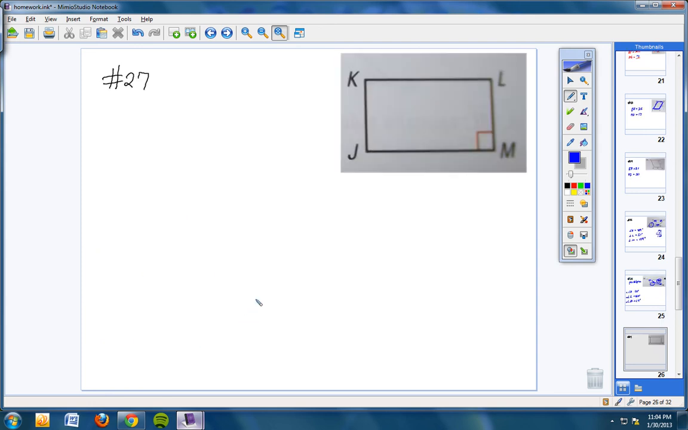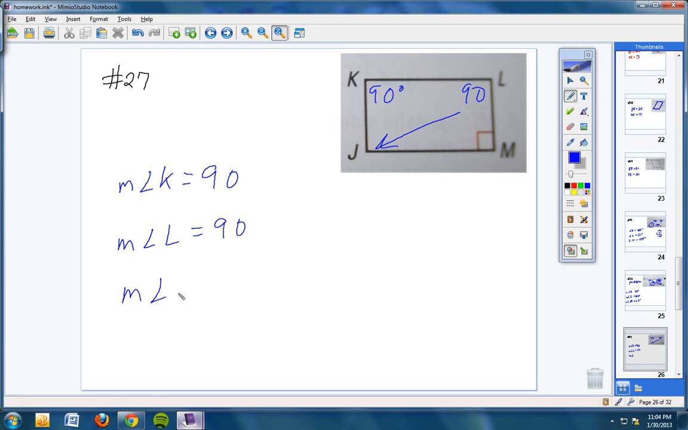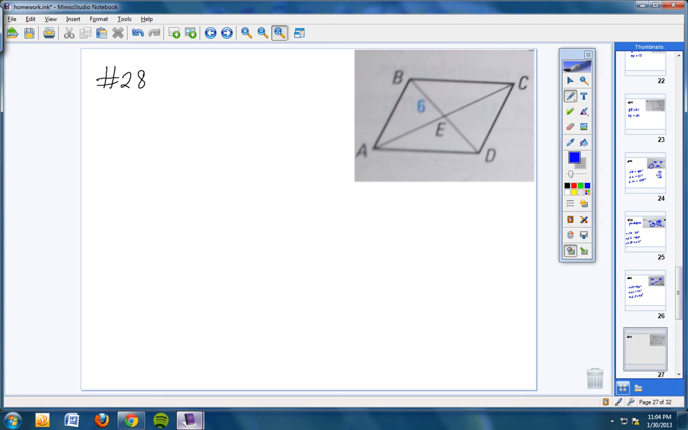Okay, number 27. Well, this is pretty simple, guys. If that's 90, then we know the measure of angle K is also 90. And then L has to be 90 because 90 plus 90 is 180. So the measure of angle L equals 90. And then you come across angle J and L are congruent, so the measure of angle J equals 90 degrees. All right? Okay, just can't make it any easier or harder than that.